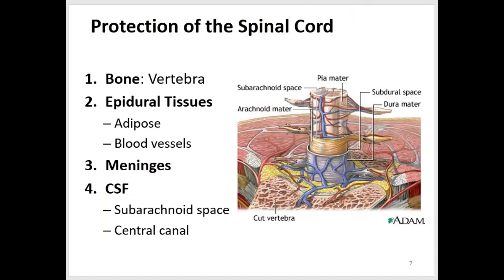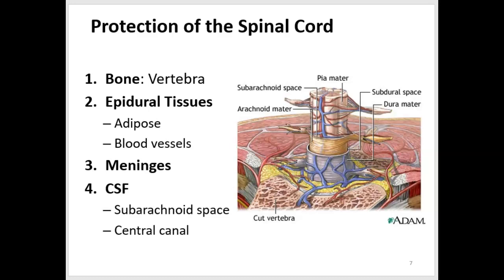So the spinal cord is protected by various tissues. This is a rather complicated looking picture. So this is the body of the vertebrae. And on both sides of the spinal cord, all the way around it, you will see some adipose tissue. These tissues are called epidural tissues because they're superficial to the dura mater. So there's the yellow adipose, and there's also blood vessels there.